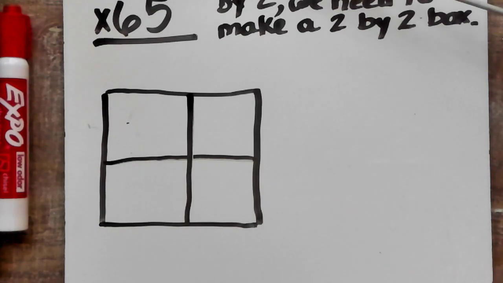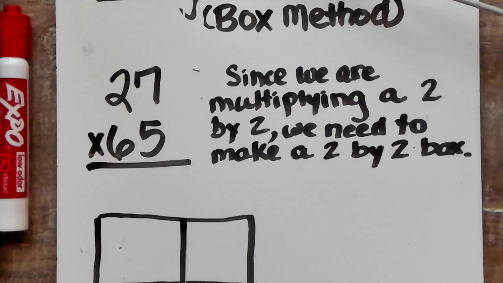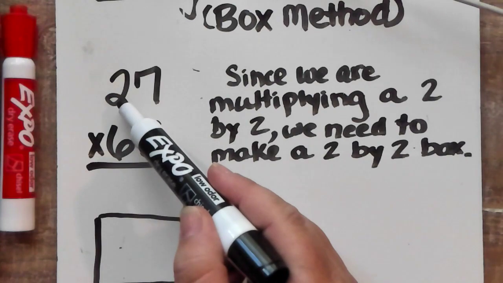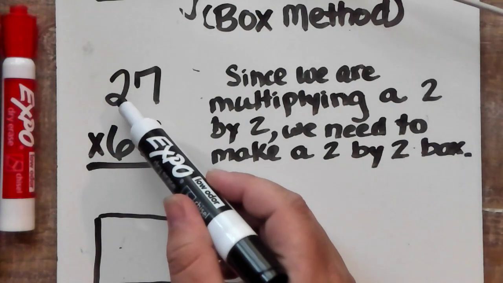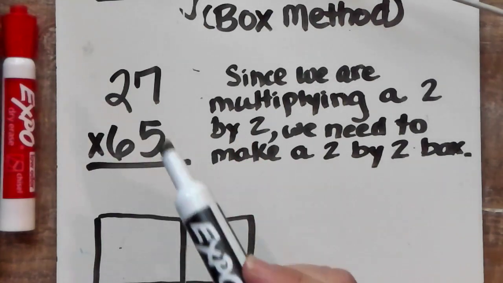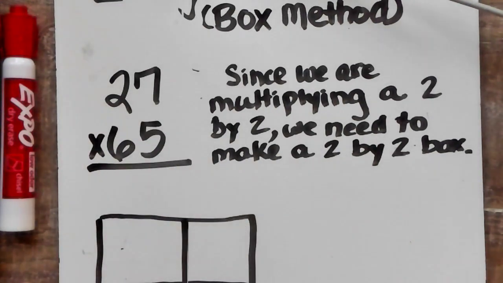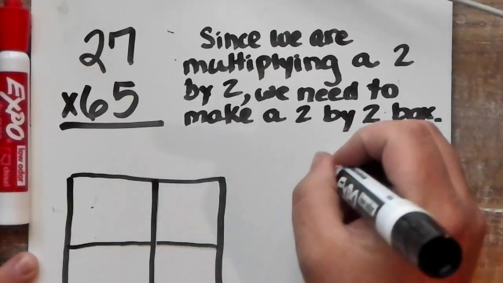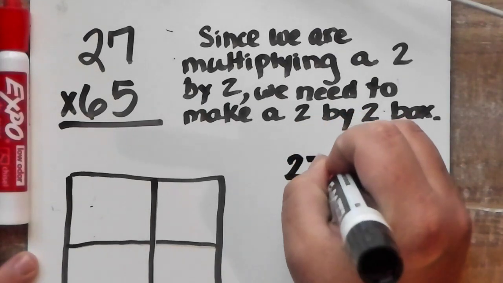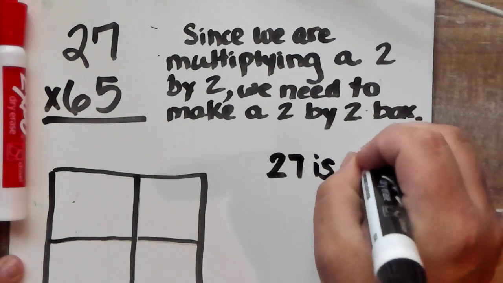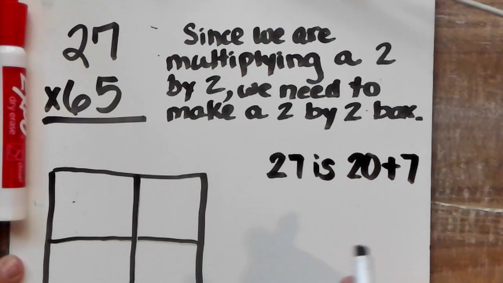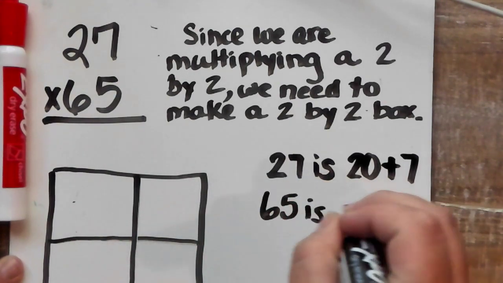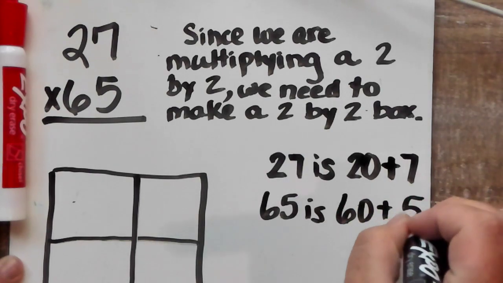Okay, now this is where you need to look back at the original problem and think about place value. This is 27, which means we have 7 ones and 2 tens. So, if you have 2 tens, that's worth 20, and 7 ones is still 7. So we're going to take the 27 first, and I'm going to go ahead and write that over there. 27 is 20 plus 7. Now I'm going to do the same with 65. 65 is 60 plus 5.